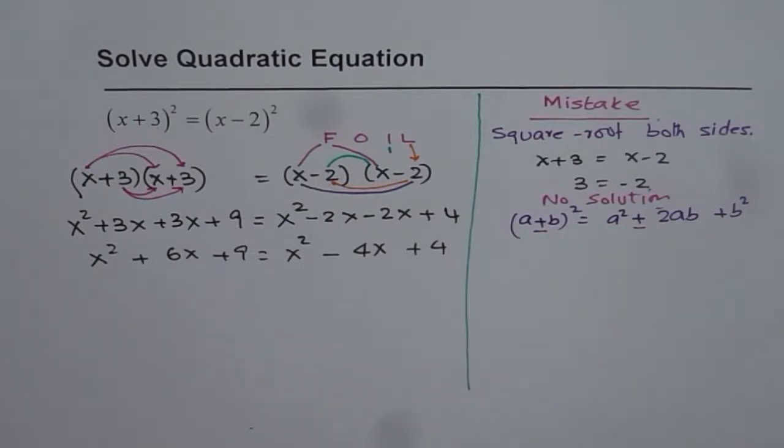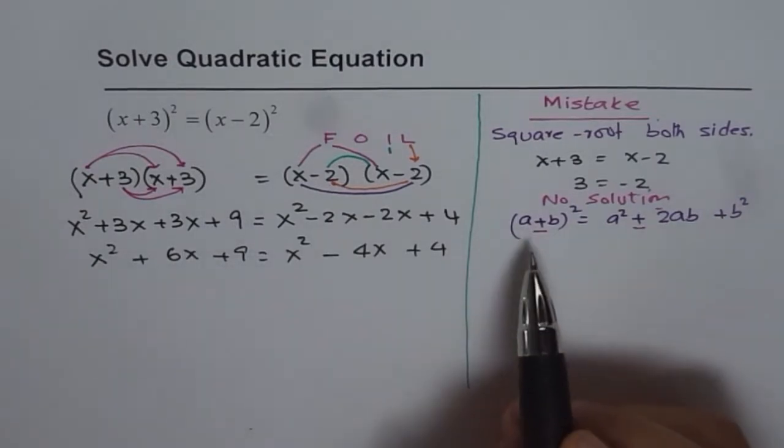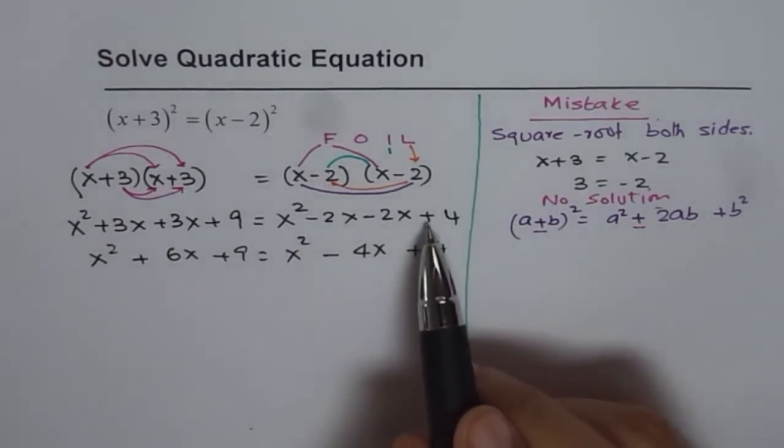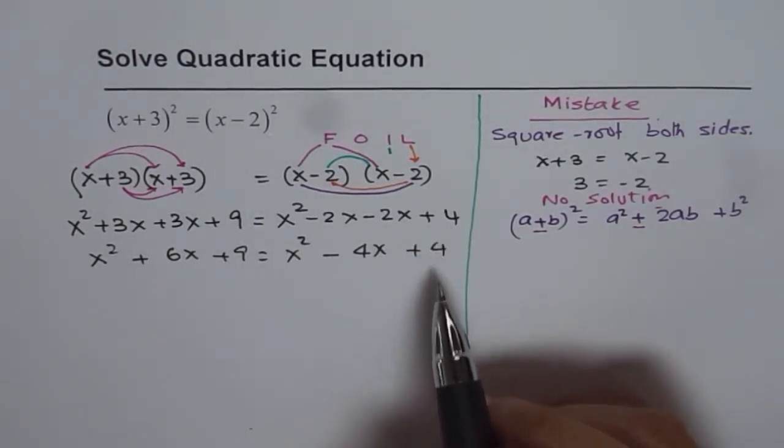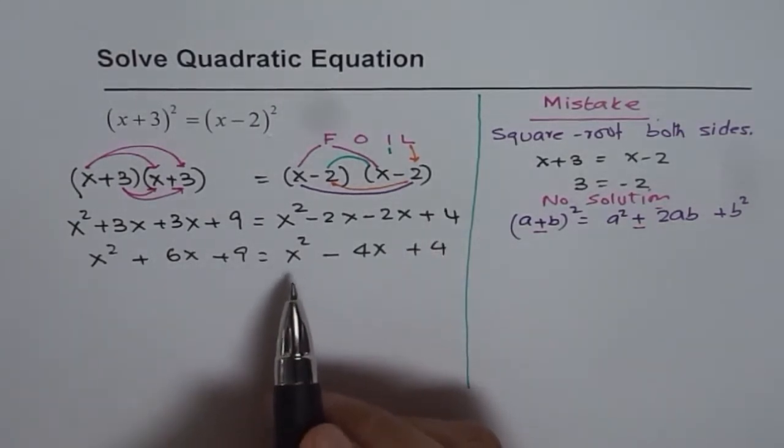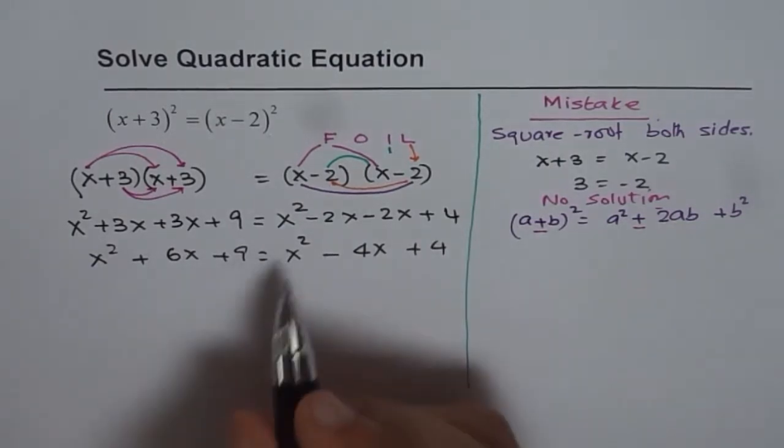So both ways it works. So you have seen the advantage of using the formula is one less step, right? So fewer mistakes. Now let's bring the terms together and solve for x in this case.